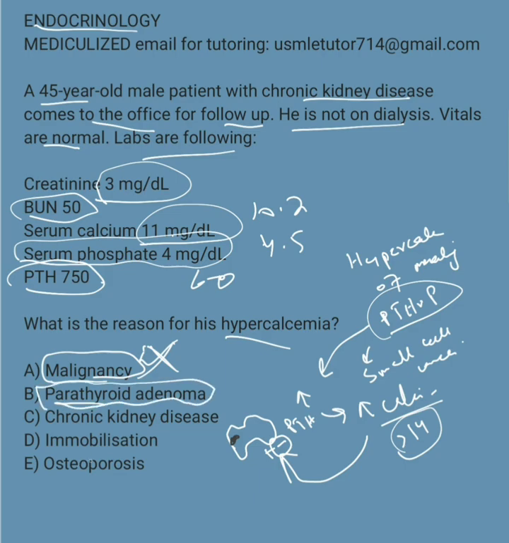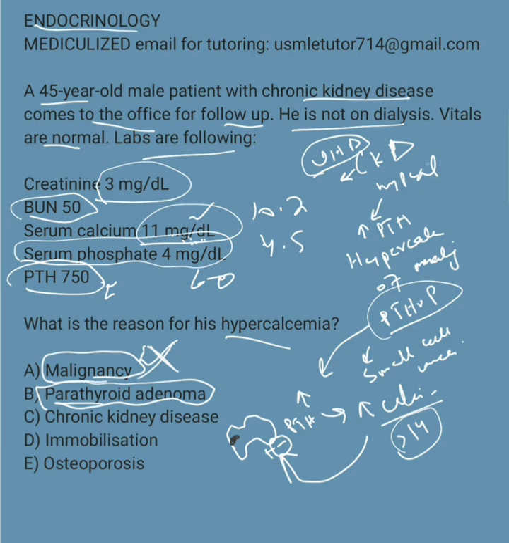Then we have CKD. The patient has CKD, but here they said the calcium is high. Remember, in CKD, there is hypocalcemia, and that leads to increased PTH. But here we have hypercalcemia, so that will rule it out. And in CKD, remember the reason for hypocalcemia, right? Because the kidney is involved in vitamin D synthesis, so vitamin D is not there. That's usually the reason, and there will also be hyperphosphatemia. This patient's phosphate is normal, and PTH, even though that will be elevated.